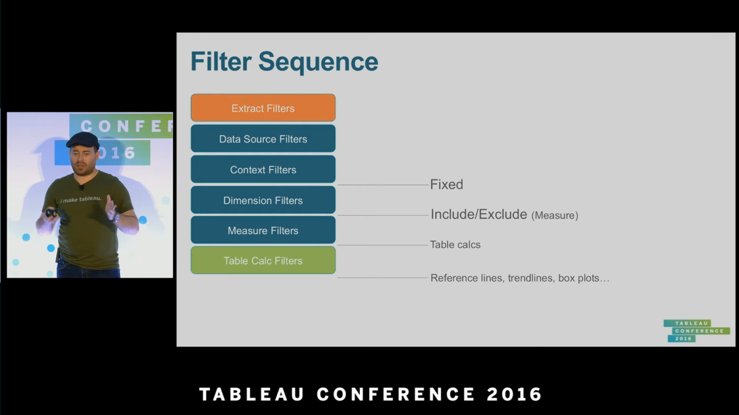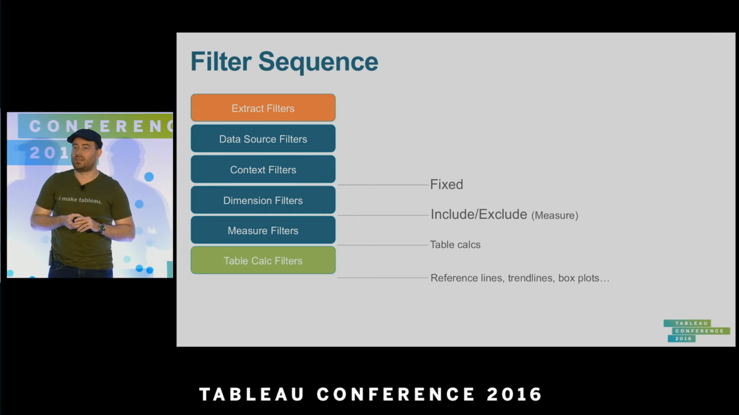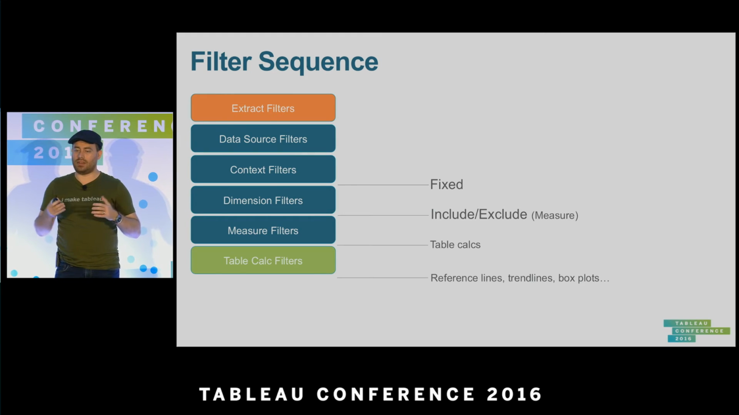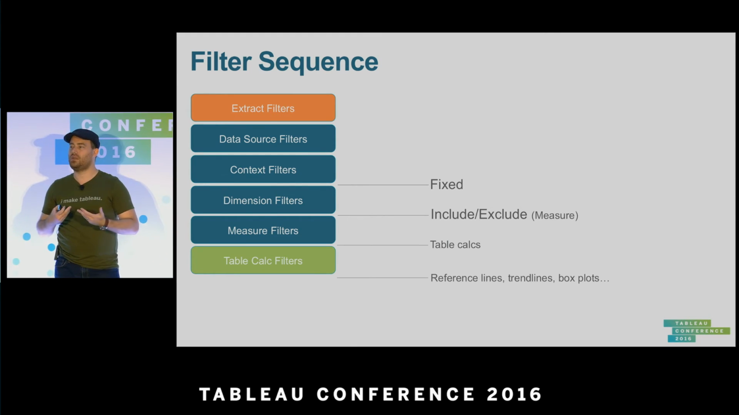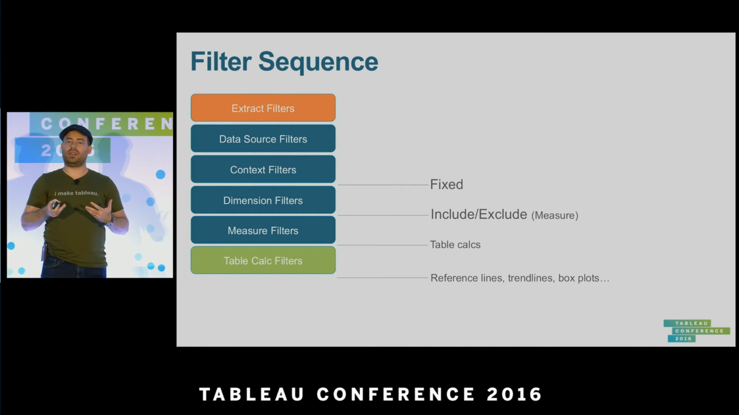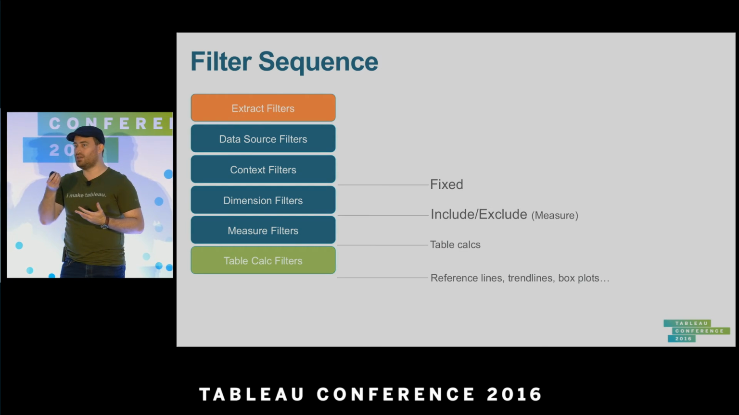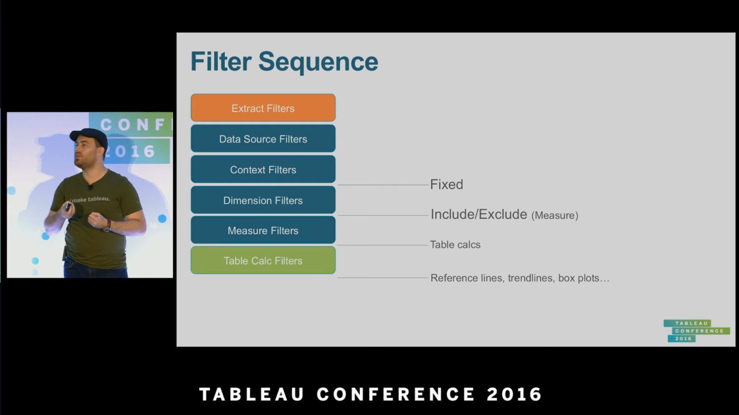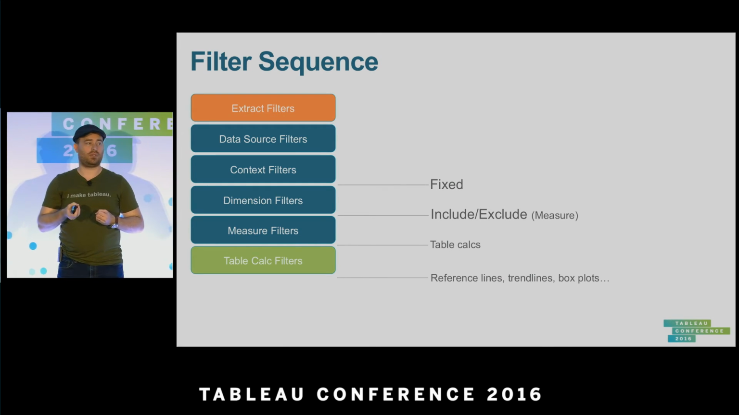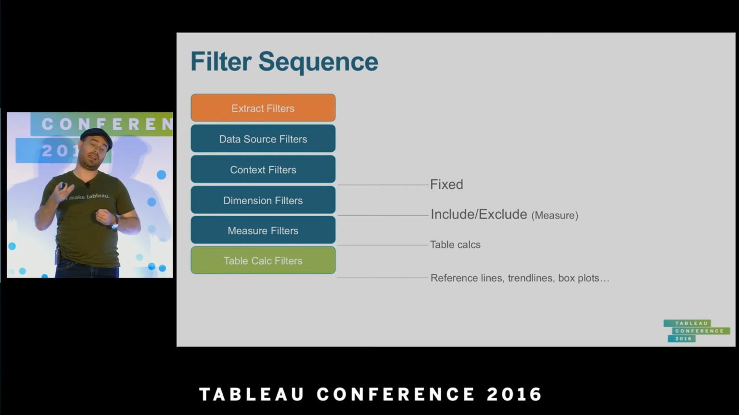So now that we talked about what dimension and measure filters are, where does fixed, include, exclude fit in this graph? So fixed happens before dimension filters. And the reason for that is you can use fixed as a dimension. So it doesn't make sense for it to apply after dimension filters. Include, exclude, on the other hand, again, they are dependent on the context of the viz. They're not defined outside, so you cannot use them as dimensions. As a result of that, they act like measures. They apply as measure filters, and measure filters happen after them.